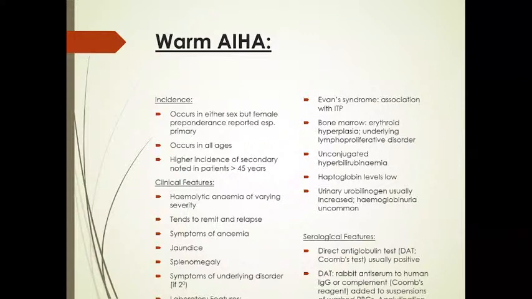For patients who, on top of this warm AIHA, also get an immune thrombocytopenic purpura, we call that Evans syndrome. And so in those patients, you'll also notice a low platelet count. In the bone marrow, if you do a bone marrow, often not required for this, there'll be erythroid hyperplasia because your bone marrow is trying to keep up with the cells that are being destroyed. So the erythroid component becomes hyperplastic, yeah? And if there is an underlying lymphoproliferative disorder, you might see those cells in the marrow.